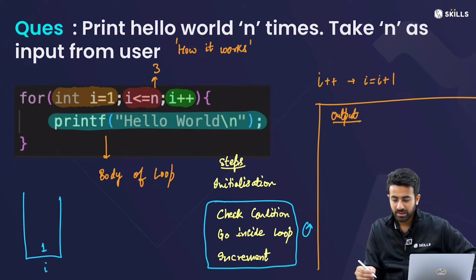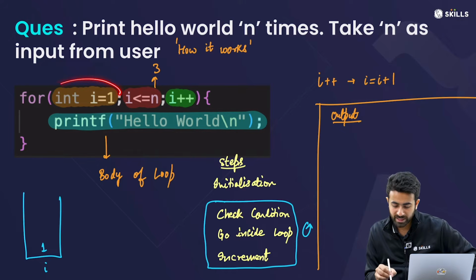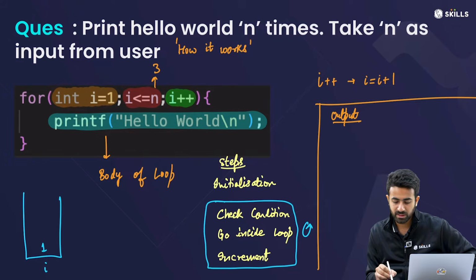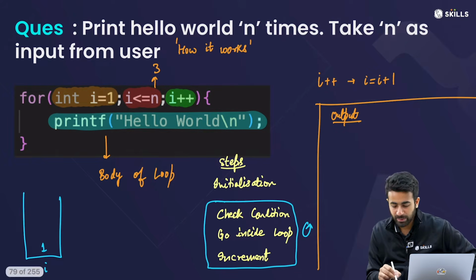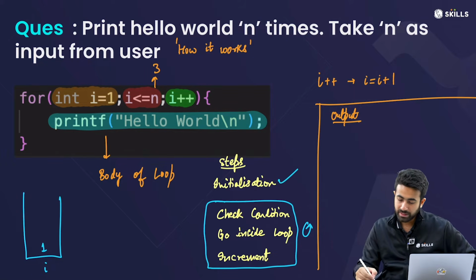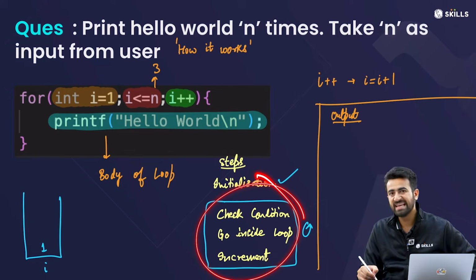Anyways, now the biggest mistake students make is, okay, int i is equal to 1, then they do this, then this, then this. Basically 1, 2, 3, 4. No, these are not the steps. Initialization happens only once, it is done. Make a tick mark. Now we will do these 3 steps again and again.